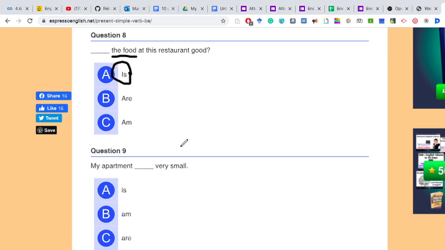My apartment, very small. My apartment, how many? Is it one, two, or three apartments? Here is only one. With one, we use singular. My apartment is, right? I'm gonna leave the video up to here.